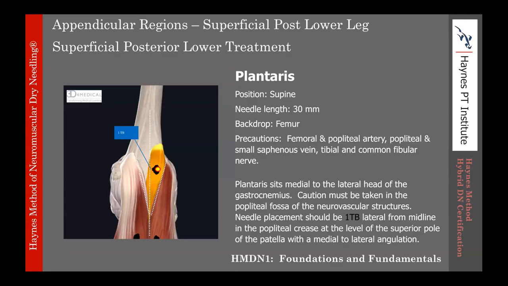Then lastly, plantaris. Here it sits medial to the lateral head of the gastroc. So we're going to, needle placement's going to be one thumb breadth lateral from midline in the popliteal crease. And then we'll have a little medial to lateral angulation. Backdrop will be down because it's such a small muscle. We'll have to use the femur as a backdrop to ensure that we actually make contact with that muscle.